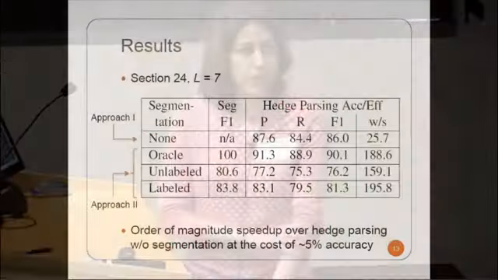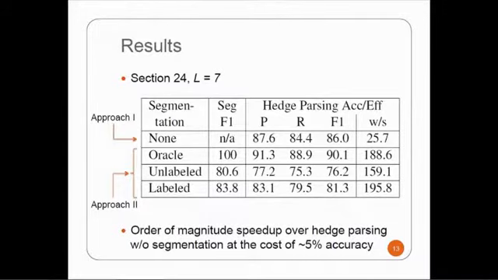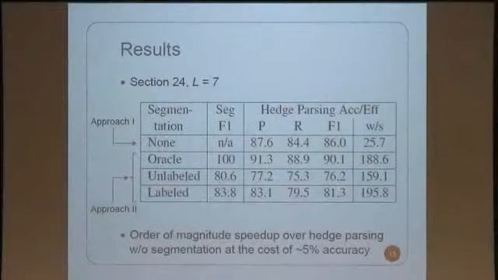And this shows the comparison between no segmentation versus pre-segmentation before parsing. If you look at the oracle line here, you can see that segmentation is potentially very powerful in fast and accurate hedge parsing. Well, in action, we obviously cannot achieve this accuracy, so we achieved this accuracy. And even in that case, we got an order of magnitude speed up over the case that we do not segment before parsing, at the cost of almost 5% accuracy reduction.